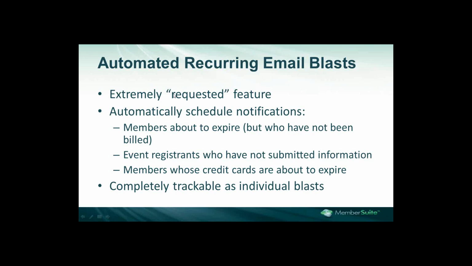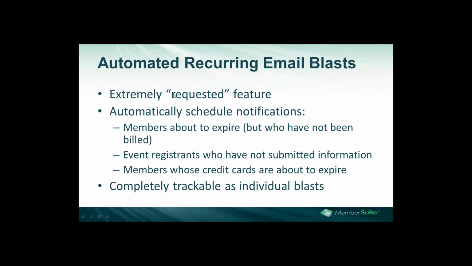the automated recurring email blast was a really, really big requested feature. And the use case here is that you might want emails sent out on a regular basis. So, for instance, you might want to send it out to members who are about to expire, but maybe haven't been billed, because reminders are going to remind people who've already been sent a renewal invoice. But you might want to send emails to people before they've been billed, or you might not even use reminders at all, depending on how you are going to set up your billing. So you might want that sent out on the 25th of every month, and right now it's a manual process, and you want that automated.